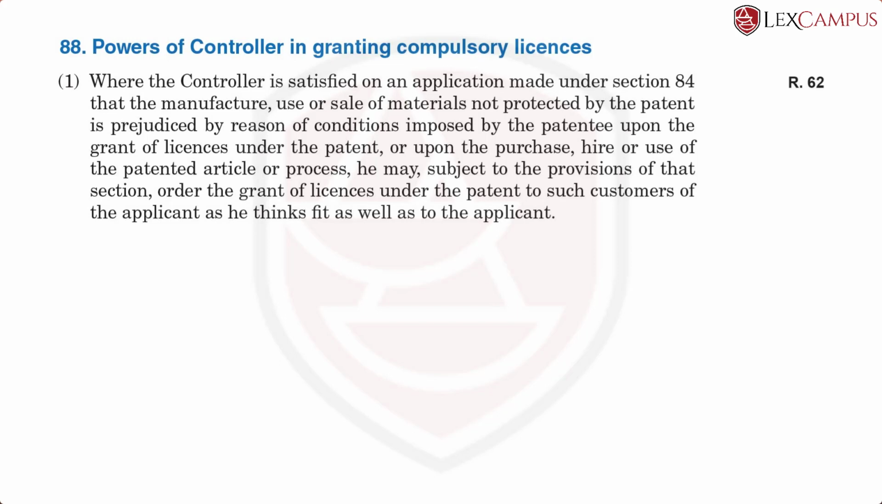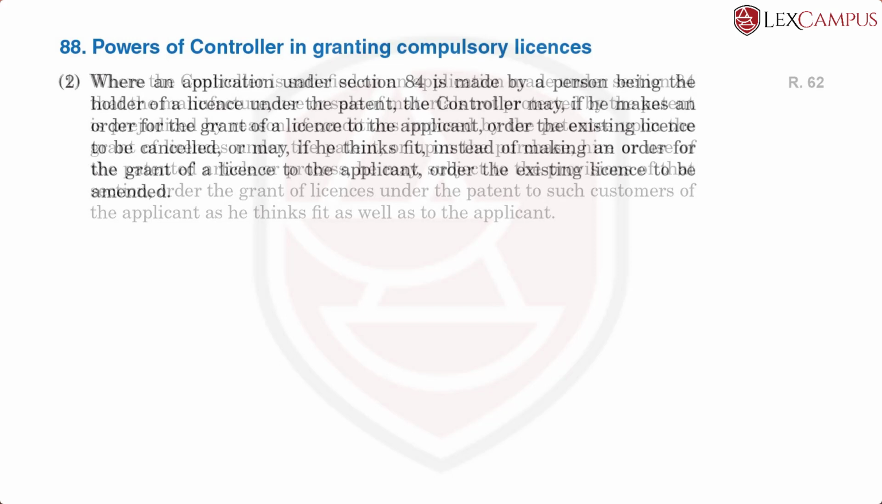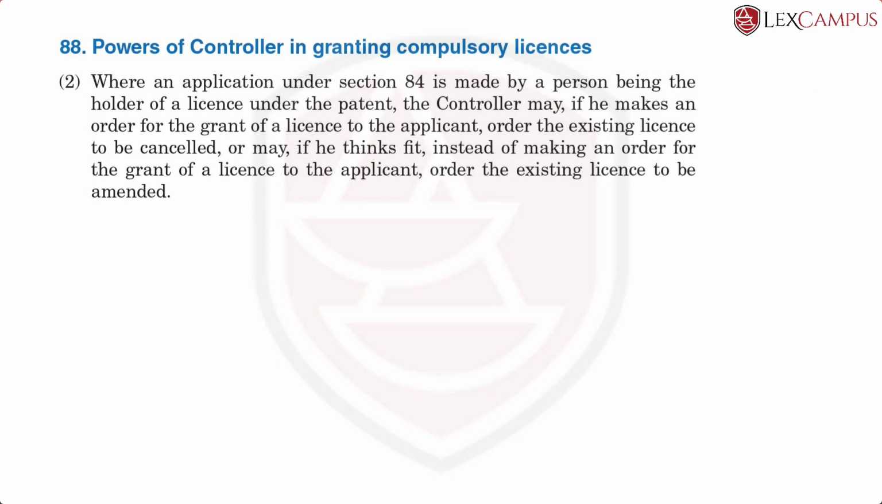Not only to the customers, but also to the applicant as well. 2. Where an application under section 84 is made by a person being the holder of a license under a patent, the controller makes an order for the grant of a license to the applicant, order the existing license to be cancelled, or may, if he thinks fit, instead of making an order for a grant of a license to the applicant, order the existing license to be amended.